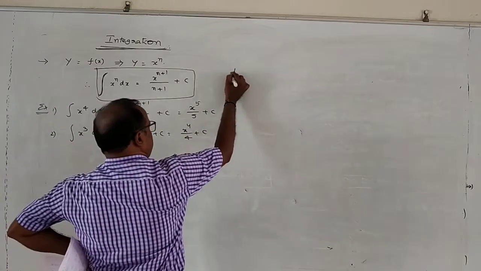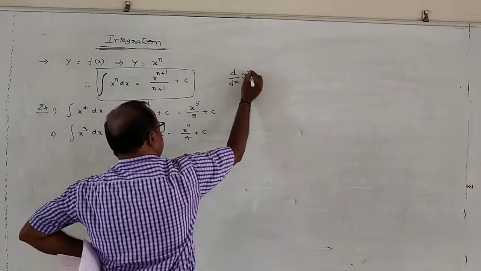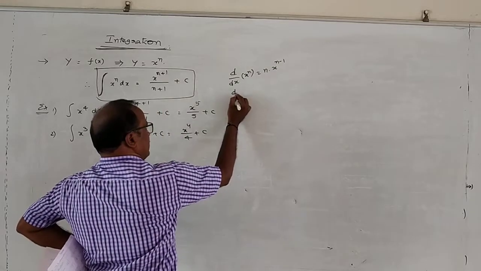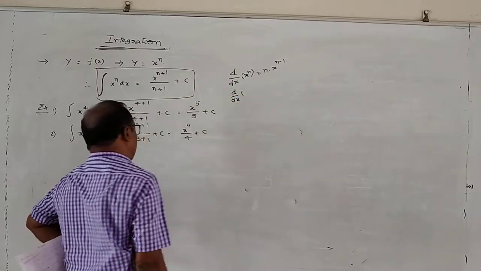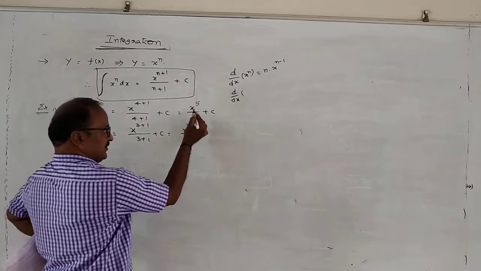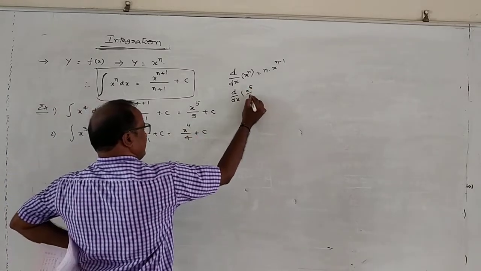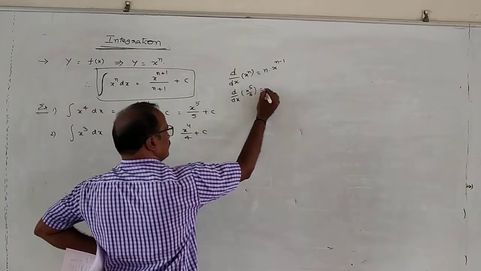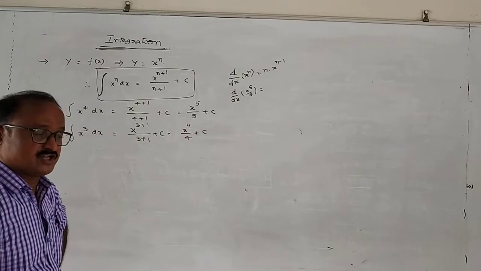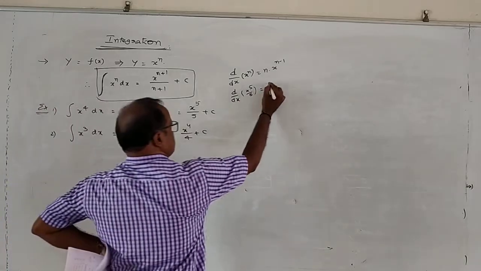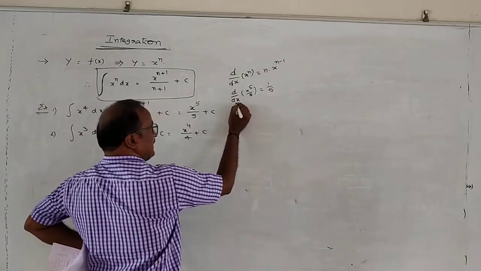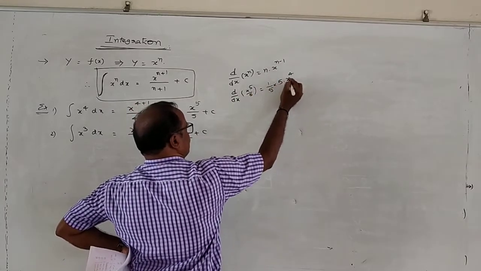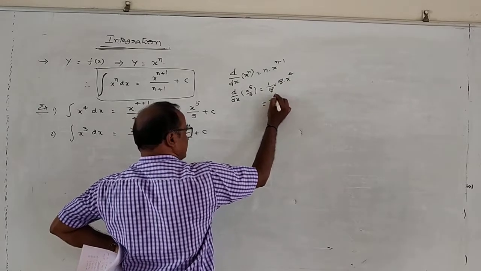But differentiation is d by dx of x power n equal to n into x power n minus 1. Okay, and d by dx of x power 5 by 5 plus c, where c is a constant. For a constant, the derivative is equal to 0. So this is 1 by 5 into d by dx of x power 5, which is 5 into x power 5 minus 1, that means 4. The 5s cancel. We got the value x power 4.